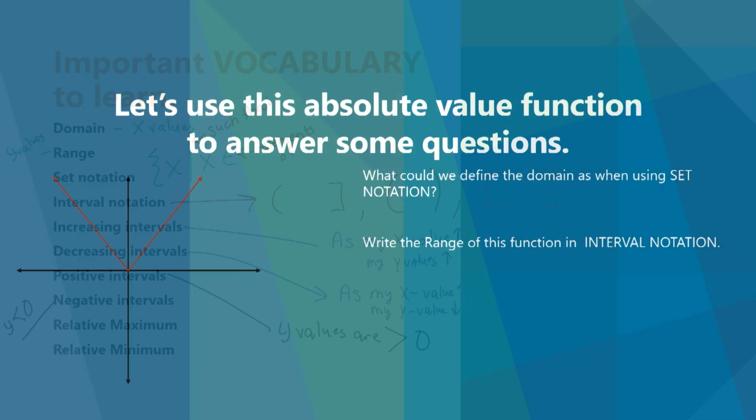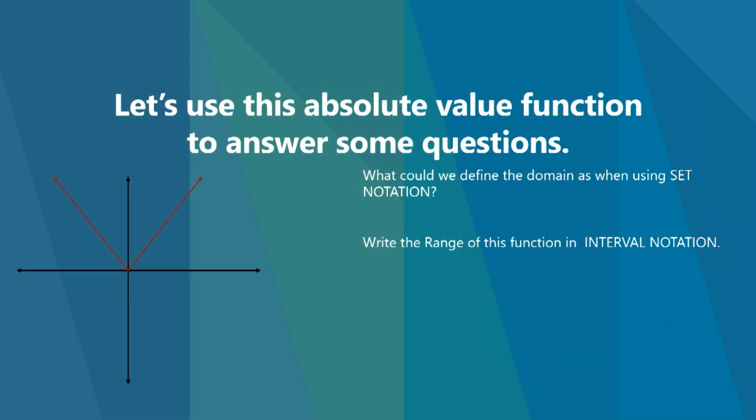So our next slide looks like this. Let's use the absolute value function to answer some questions, all right? So this is what an absolute value function looks like. It's in the shape of a V. So it says, what could we define the domain as when using set notation?